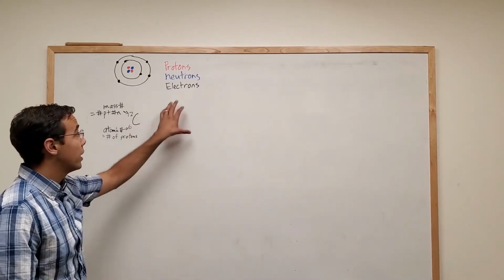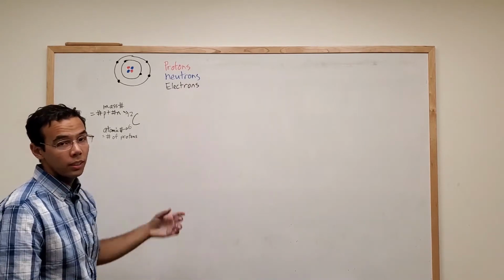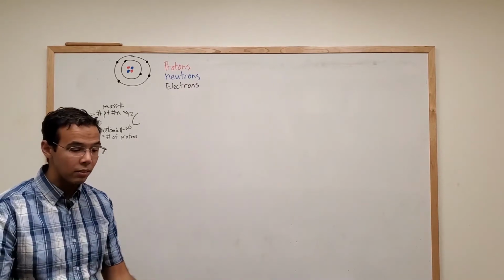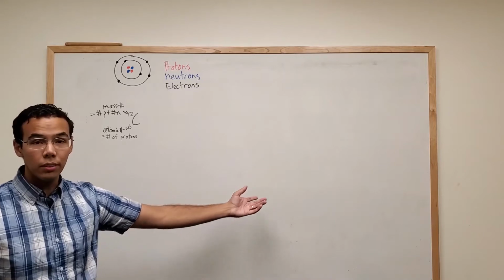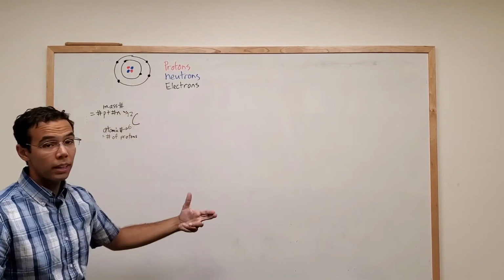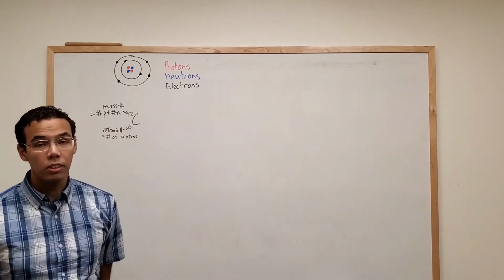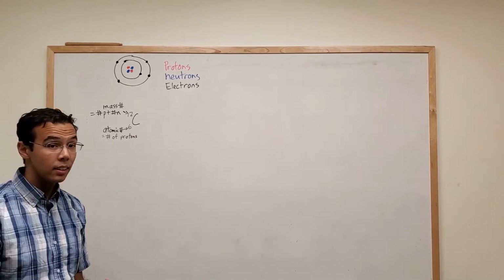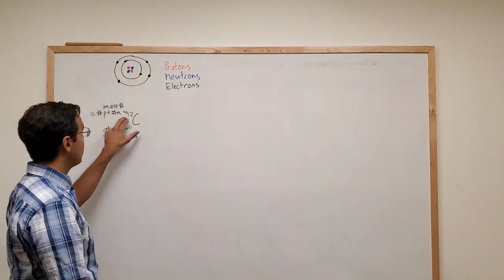It's similar to, say, Pluto orbiting the sun. The sun is so massive that it barely recognizes that Pluto's out there orbiting it. Similar thing here, where the protons and neutrons are so massive that changing the number of electrons doesn't change the overall mass of the atom. So that's the mass number.